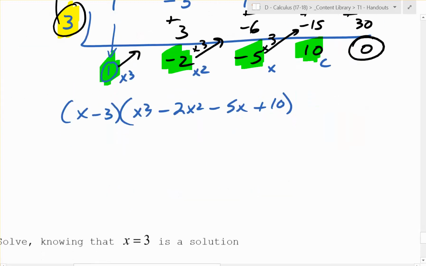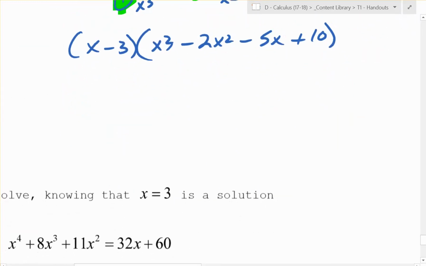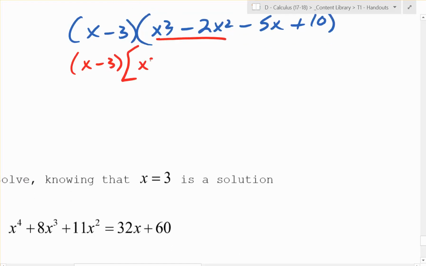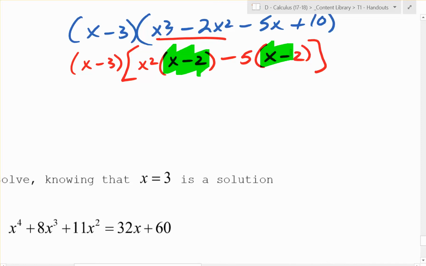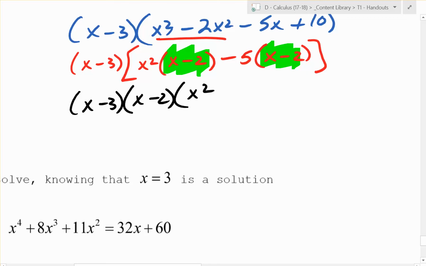And now you want to say, okay, can we factor this cubic? The only thing you need to test at this point for cubics is by grouping. Is there anything you can pull out of the first two? Well, you can pull out an x squared and you end up with x minus 2. You can pull out a -5 and you get x minus 2. So you have x minus 2 in both cases, so you can factor that out. x minus 3 times x minus 2, and what are you left with? x squared minus 5. So that green ended up there, and then the yellow ended up there.